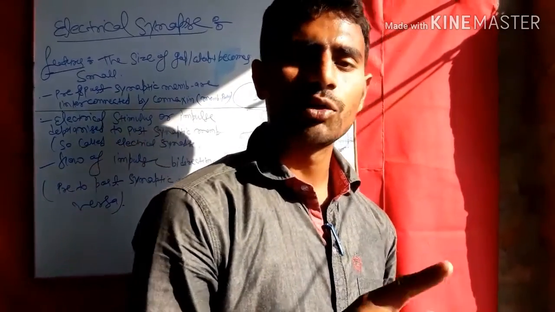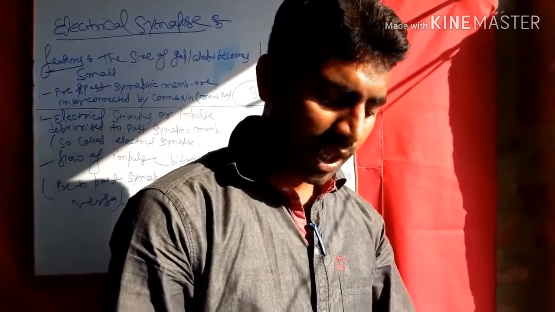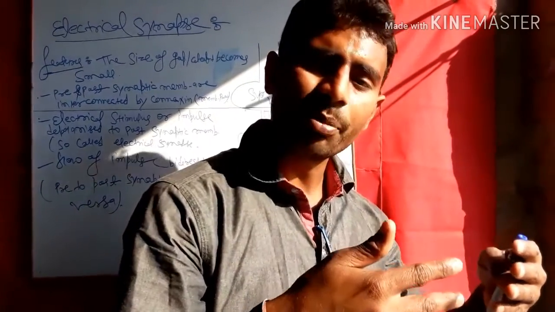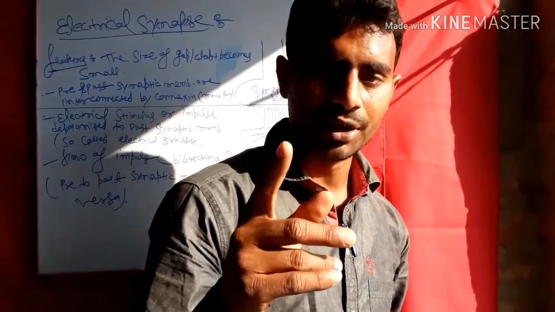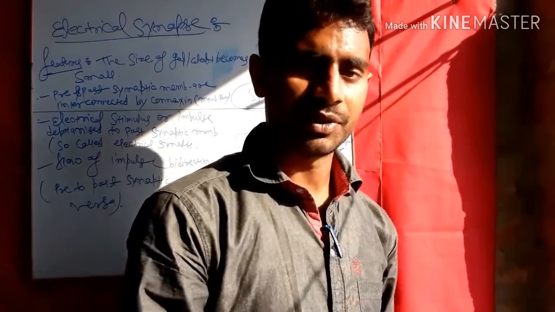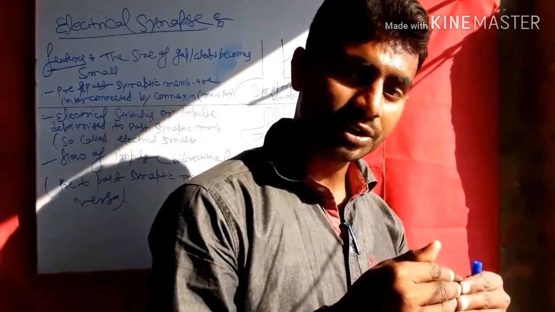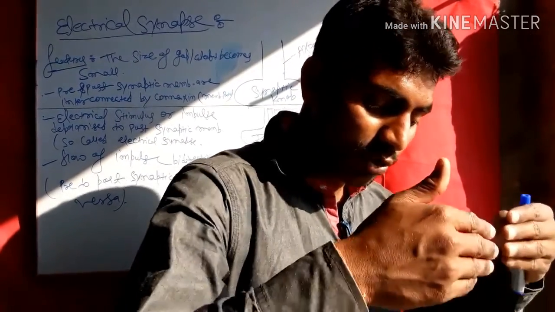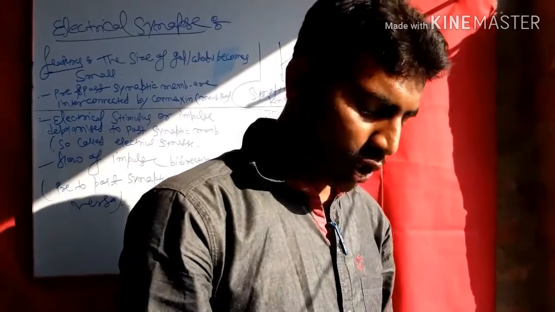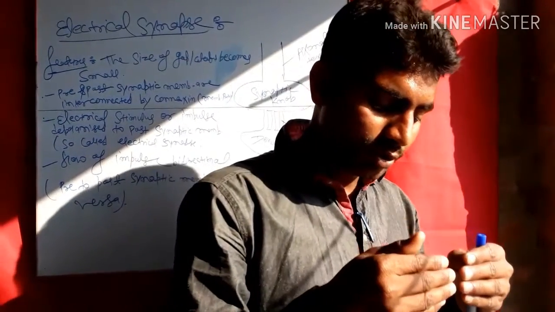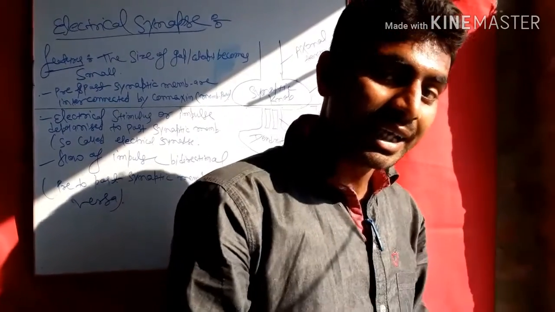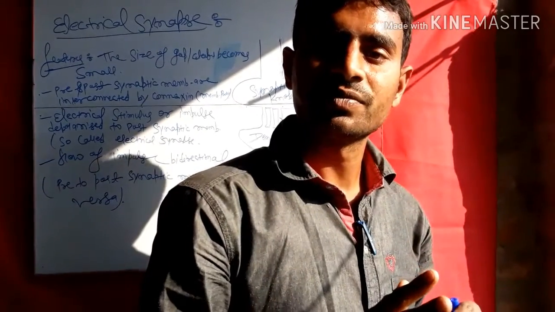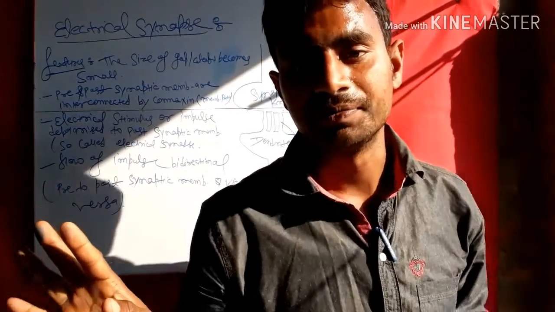As you already know from previous classes, a close association of neurons with maintenance of a little gap between both neurons is called a synapse. And a synapse is of two types.